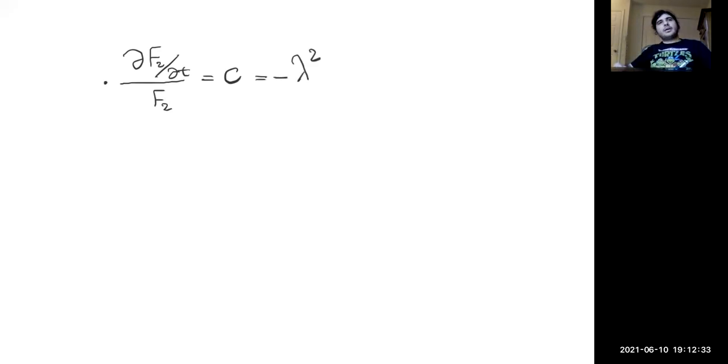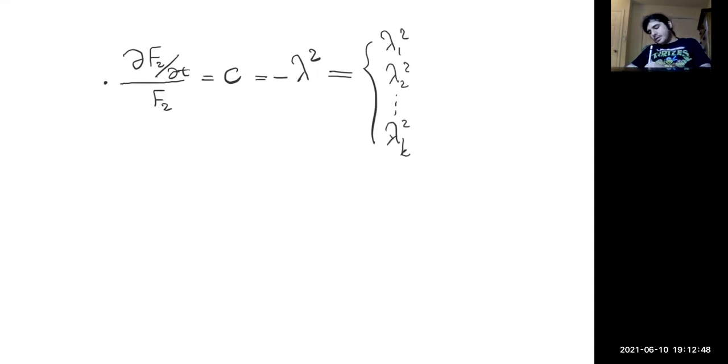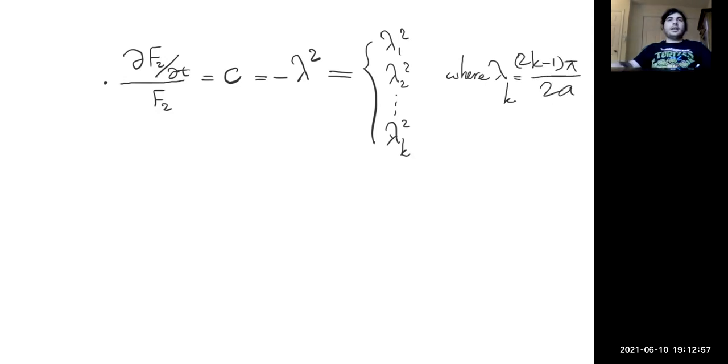Okay, what was the equation for f2? The equation was the derivative of f2 with respect to t over f2 is equal to this constant c, which we said let this c to be minus lambda squared for some number lambda. But now we know there are a lot of different values for lambda. So this lambda can be equal to lambda 1 squared or lambda 2 squared or lambda k squared, where each lambda k is equal to (2k minus 1) pi over 2a. So there are a lot of different values.